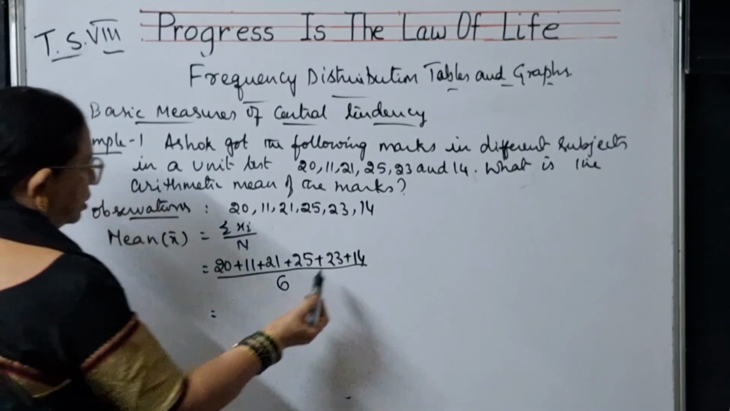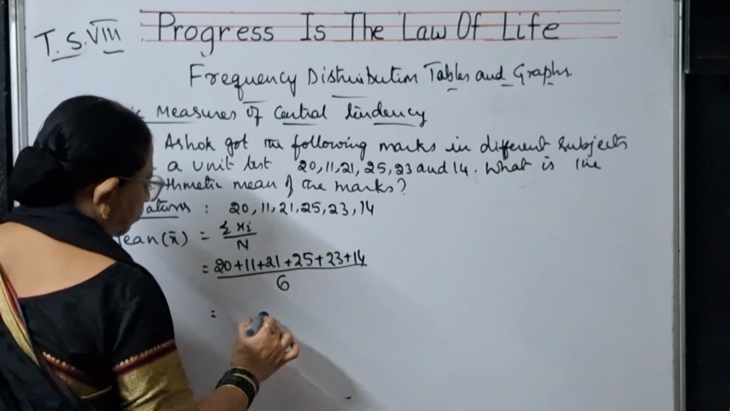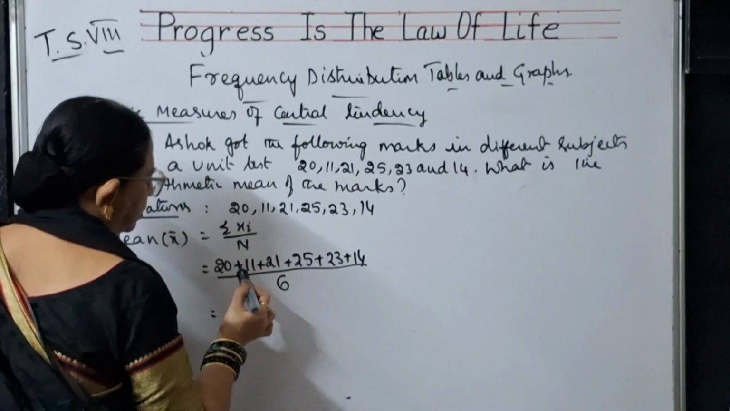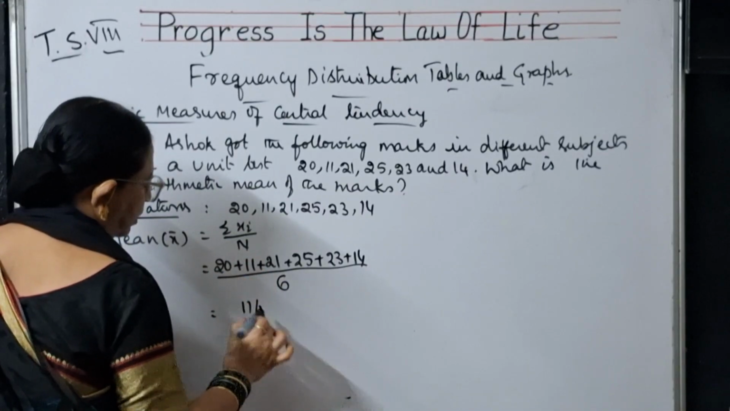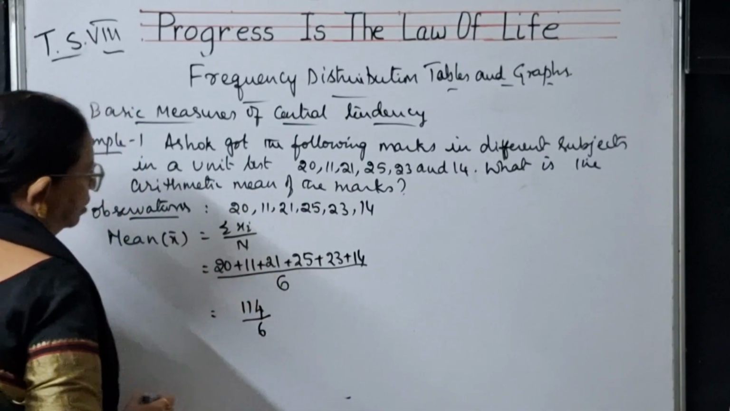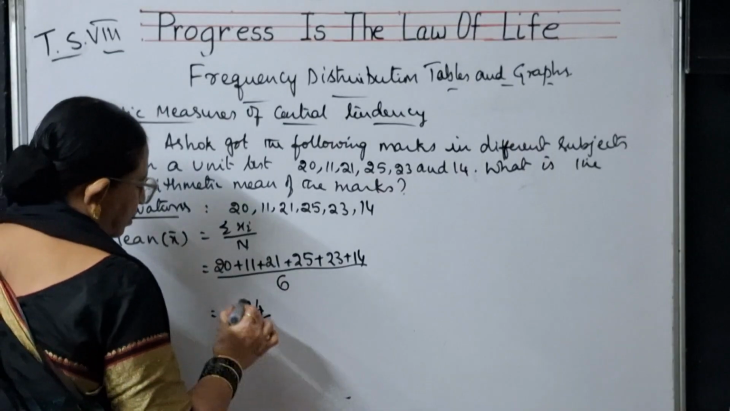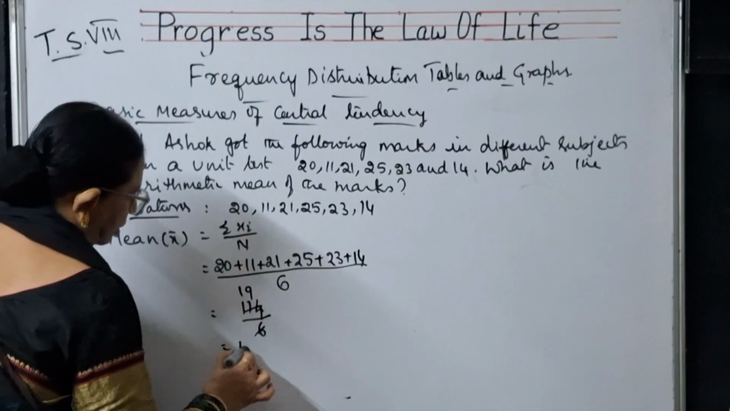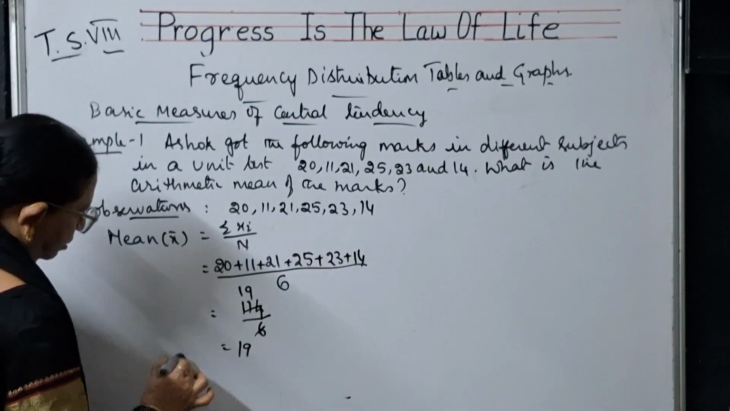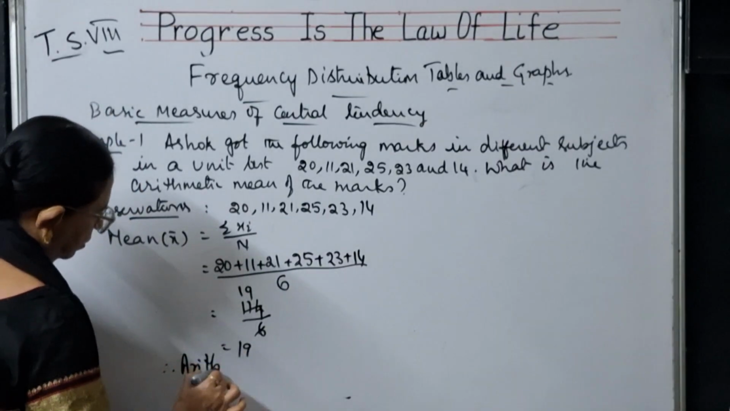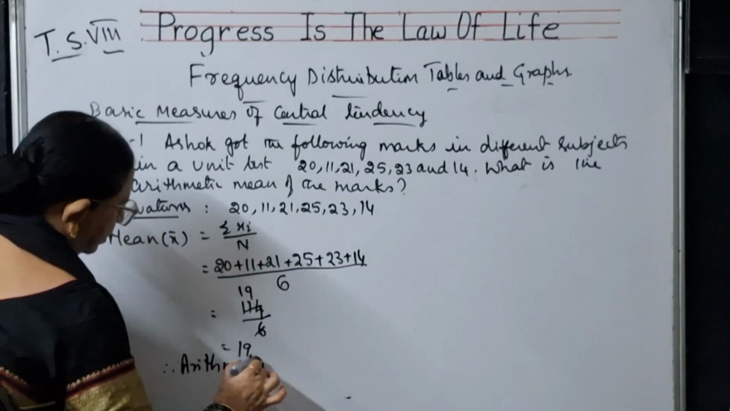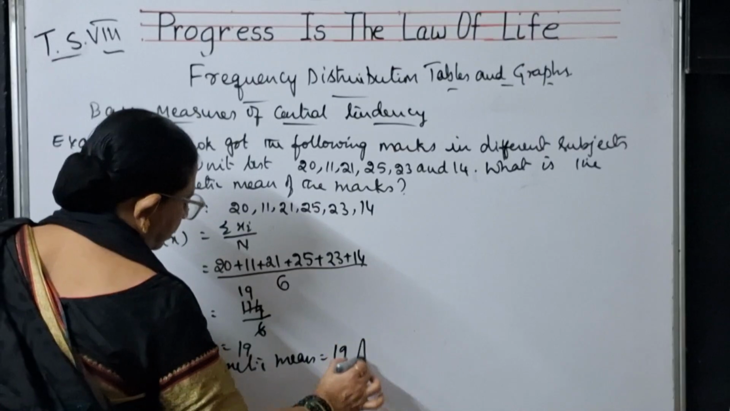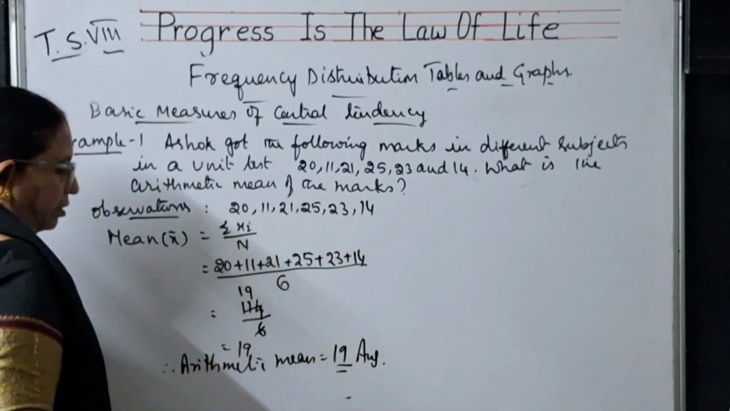So what is the value here? The sum is 111. 111 by 6. 6 ones are 6, 6 nines are 54. So 19. Therefore, arithmetic mean is equal to 19 is the answer for this sum, children.